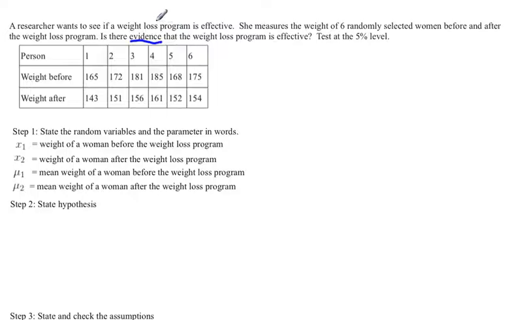We now have to decide, is it an independent or paired test? One thing we also notice is that we took women before and the exact same women after, which means that this first weight of 165 actually will have a bearing on this weight of 143. So they are actually paired together and they are dependent. So we can now say this is a two-sample paired t-test.